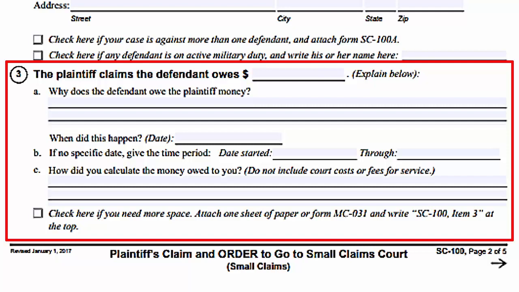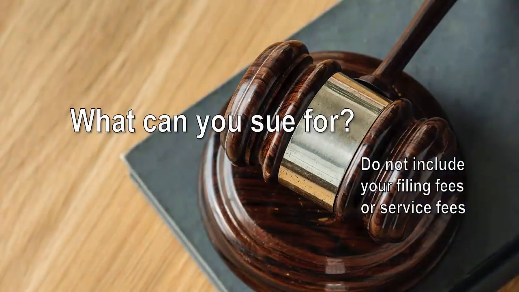In Section C, explain how you calculated the money owed to you. If you need more room, include an attachment on a separate sheet of paper or use Form MC-031. Include everything you think you are owed. The judge can award you less than what you asked for, but not more. If you forget something, the judge cannot add it on for you. Do not include your filing fees or service fees.